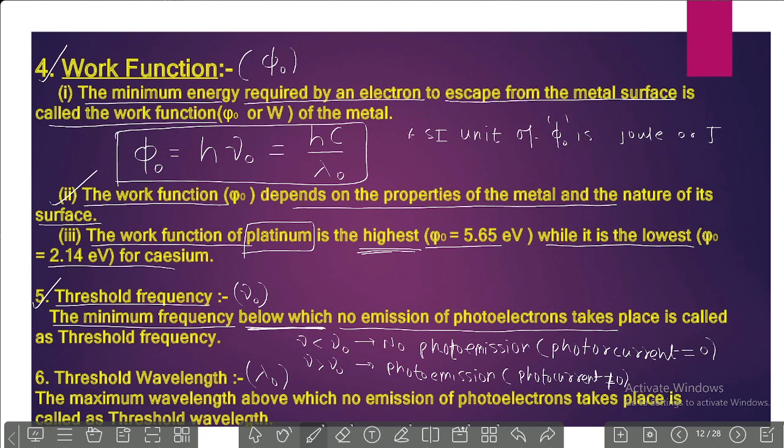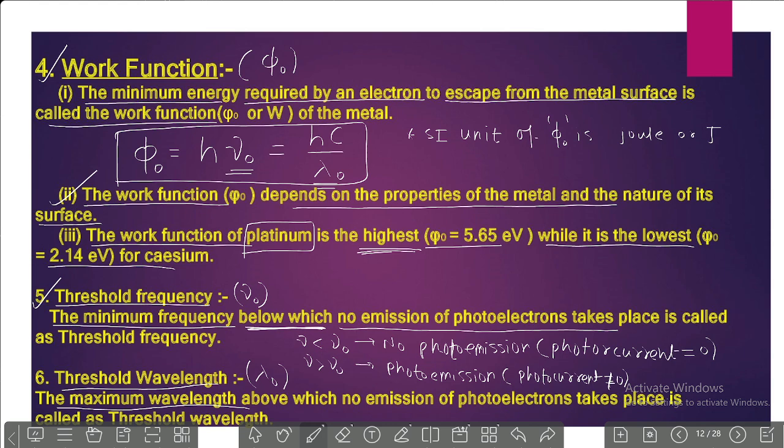The minimum frequency below which no emission of photoelectron takes place. Remember the definition. Now next, threshold wavelength. What is threshold wavelength? That is a maximum wavelength. You know frequency and wavelength are inversely proportional. So if it is minimum frequency, threshold frequency, then maximum wavelength will be threshold wavelength.